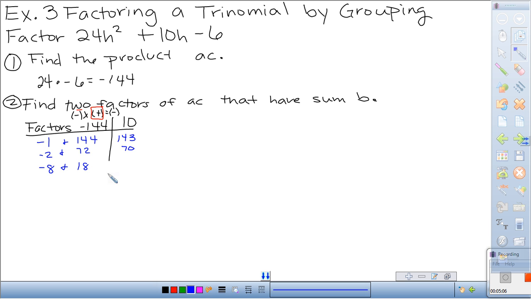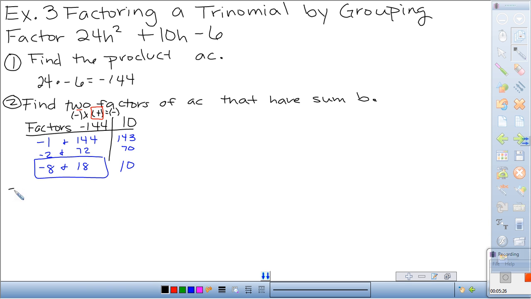All you really have to do is sit with your calculator and start dividing. 144 divided by 2, 144 divided by 3, divided by 4, divided by 5, until you would end up with these factors, negative 8 and 18. And if you add negative 8 and 18, you end up with a positive 10, which is what we needed. So we found the two numbers we're going to use, negative 8 and 18.